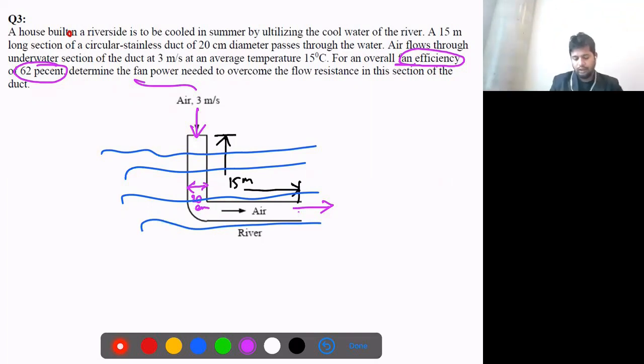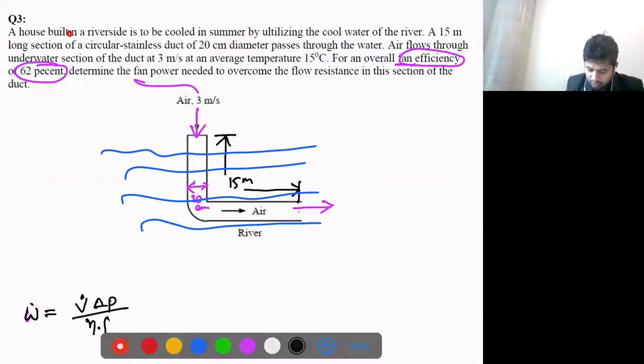Let me just write it down. We know from the lecture that the power we need is given by the formula: volume flow rate times delta P over the efficiency of the fan. So this is the electric power we need. This is the volume flow rate, this is delta P, and this is the efficiency. So we need delta P, the same thing as what we did for the previous problem.